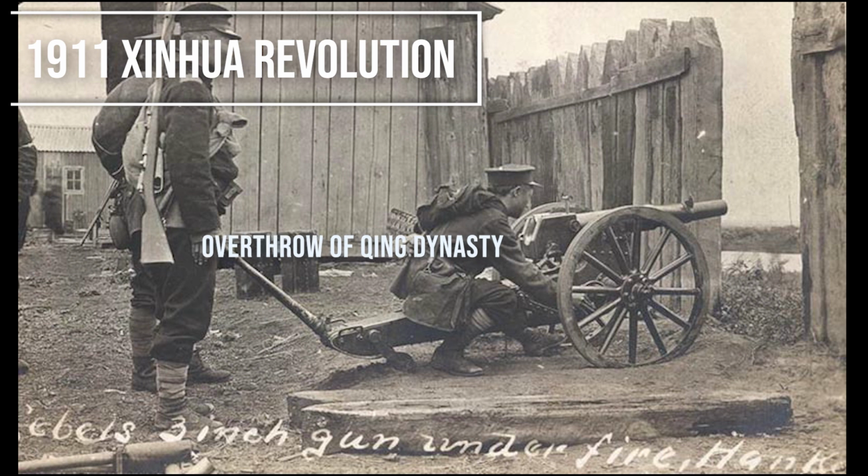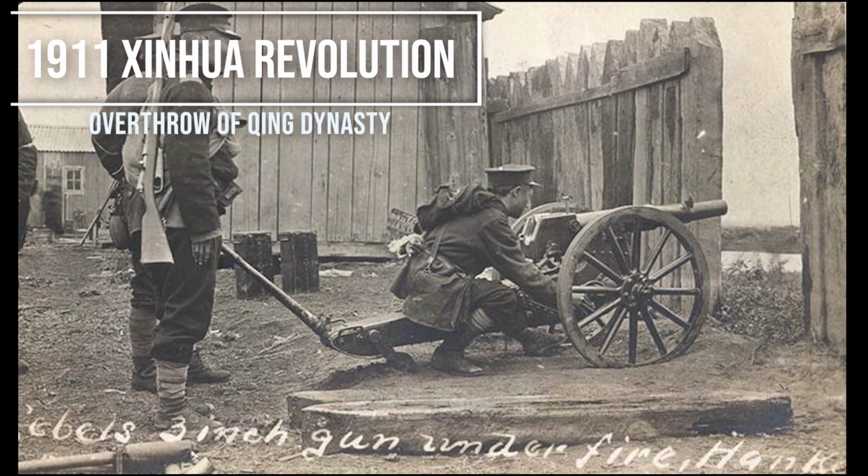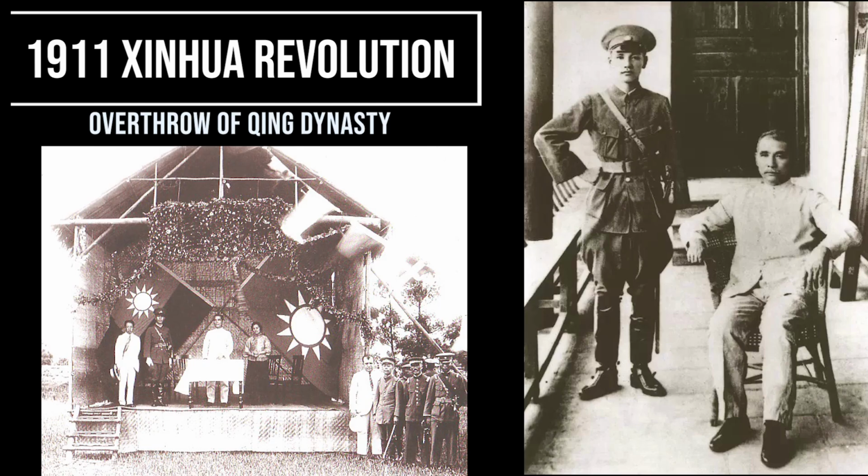In October of 1911, the Wuchang Uprising led to the Xinhai Revolution that overthrew China's last imperial dynasty and led to the establishment of the Republic of China and the Kuomintang.